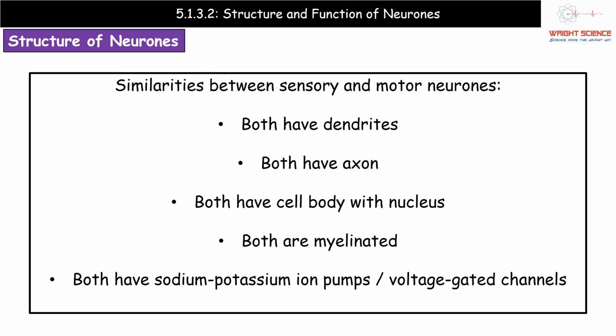So if we consider the similarities between those two structures first of all, they both have those dendrites, they both have an axon, they both have that cell body which contains the nucleus, and they are both myelinated. You would have seen on the diagrams that along the axon you've got these little blobby bits sticking off the outside. That's the myelin, and we'll be looking at that in more detail later on. And they both have sodium potassium ion pumps or voltage gated channels present in their structure.